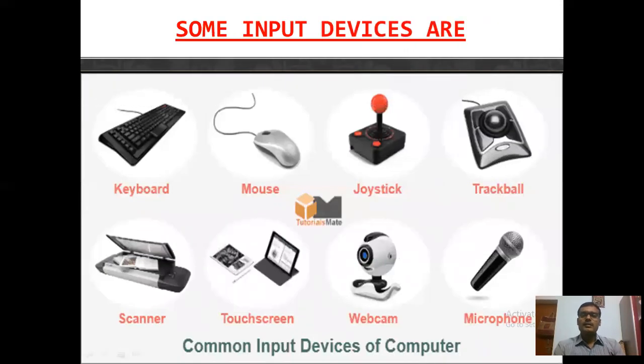Now you can see pictures of some input devices: keyboard, mouse, joystick, trackball. Trackball is just like a mouse. Okay, a scanner, touch screen. Touch screen is also an input device. Webcam is also an input device which is used to take your picture. And microphone receives audio. Audio sound is entered into the computer with the help of a microphone. So these are common input devices of a computer.